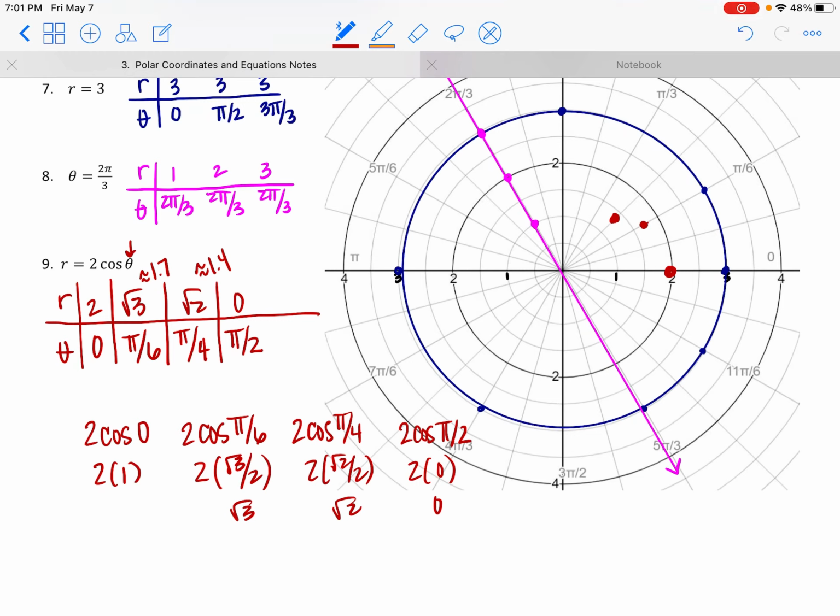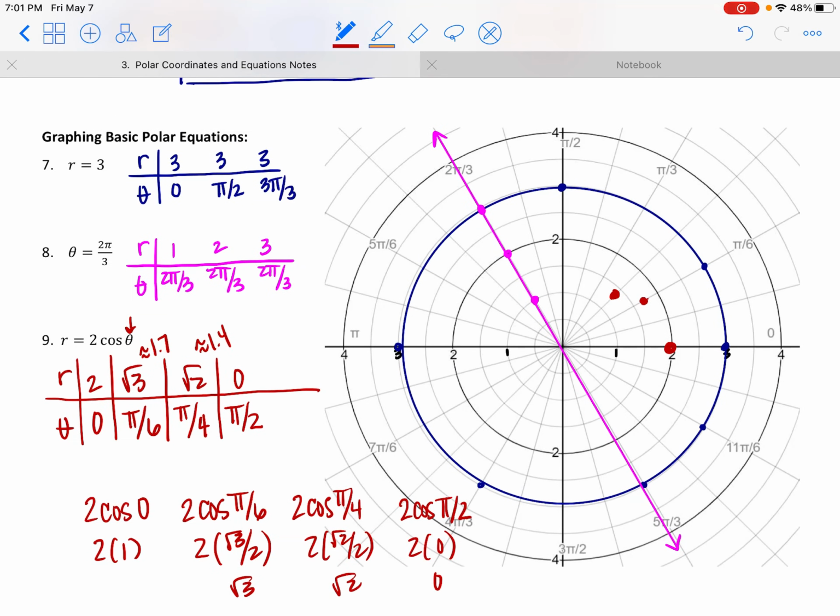Oh yeah, I skipped pi over 3, that's why. So this is actually right. I'm sorry. I had a moment in my head. I went from pi over 4 to pi over 2 and I skipped pi over 3. I'm like, I'm missing something here. Let me go ahead and put pi over 3 in my table.